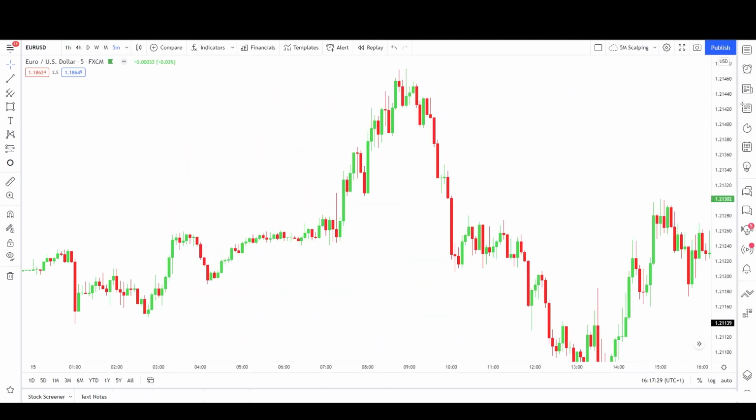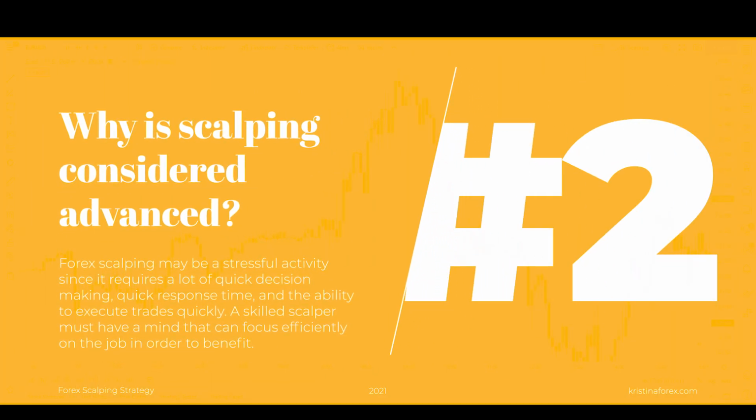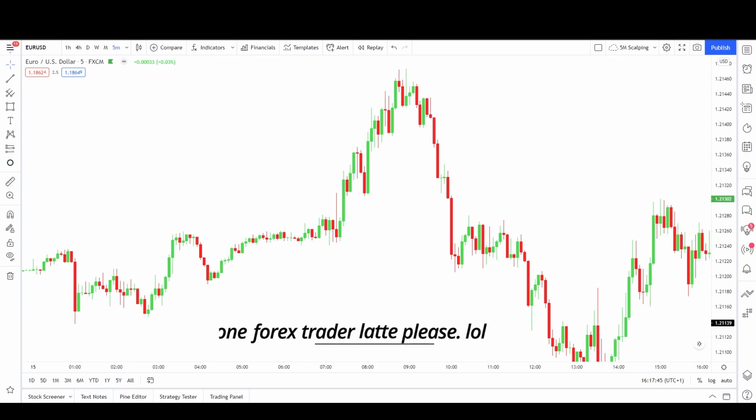Forex scalping is usually recognized as an advanced trading strategy, but scalping is relatively easy in concept. Many people consider it to be complex because it demands a lot of quick decision making, fast reaction time, and the ability to execute trades rapidly. I mean, ordering coffee at Starbucks while scalping is a good idea, as the keyword for the scalper is speed, although with enough time and practice, even newbies may perfectly master the art of scalping.